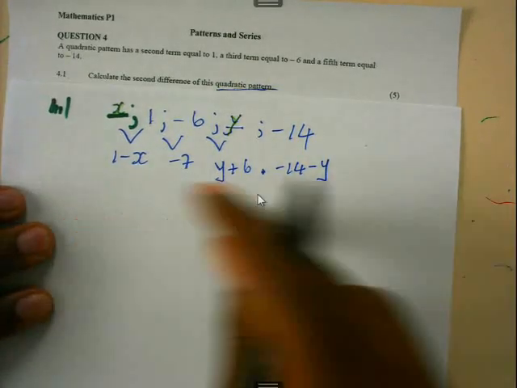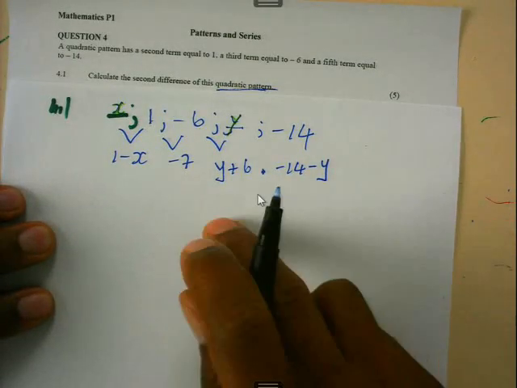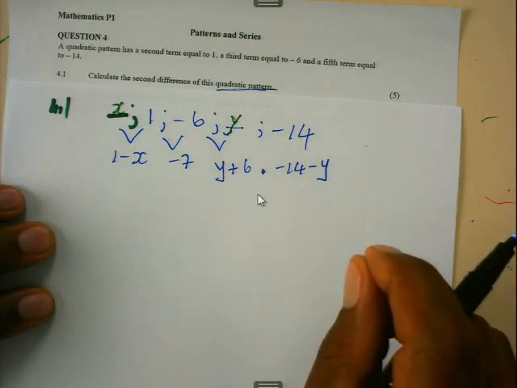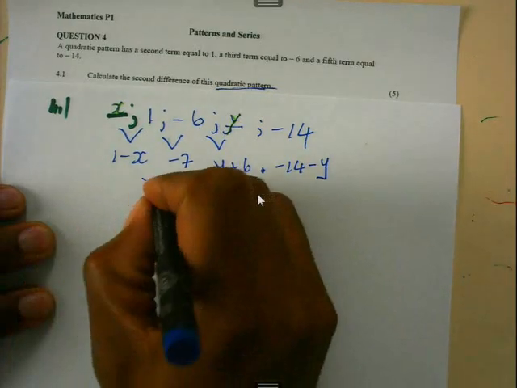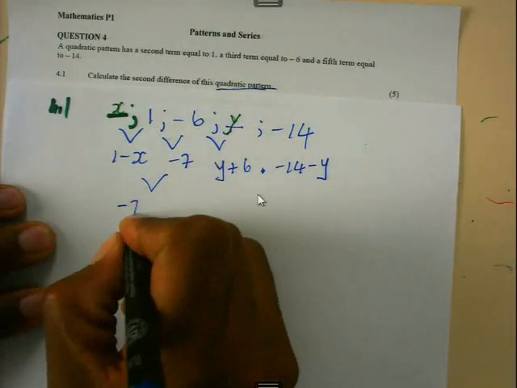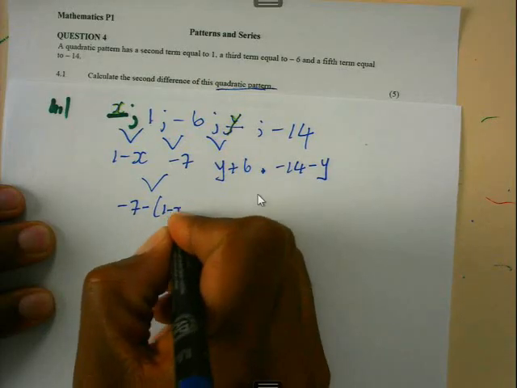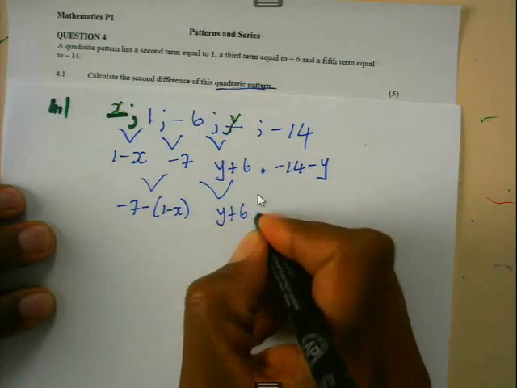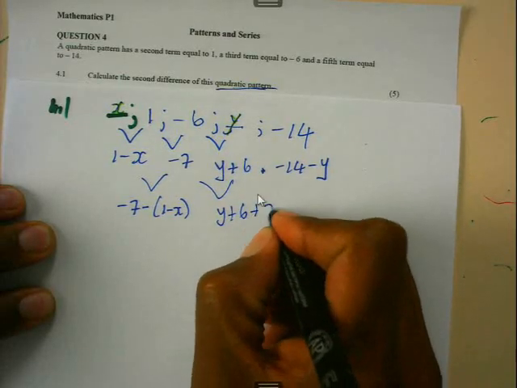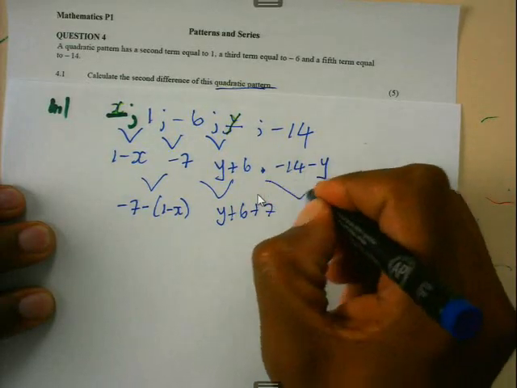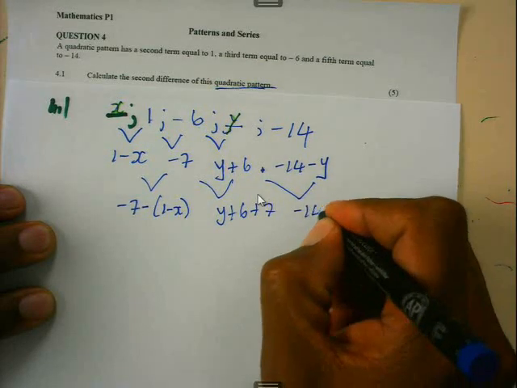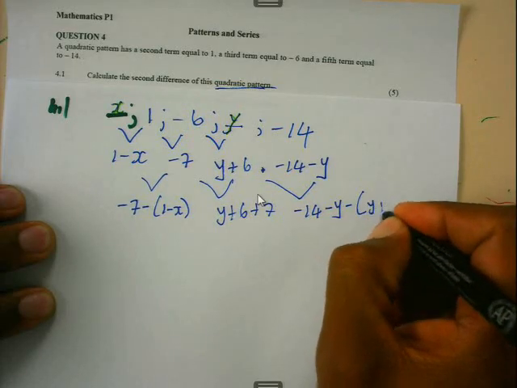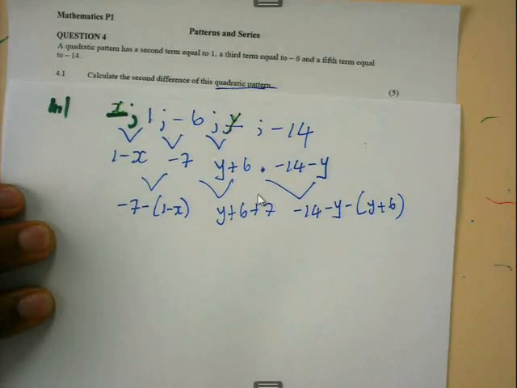Right, now, we have the first difference. Of course, we are not going to leave it there. Why? Because we know that this is a quadratic. We must have the second difference, right? Now, let us look at the second difference. Of course, that is a minus 7 minus 1 minus x. Good. And now we move from here. Now we have y plus 6 minus 7. Of course, it will be plus 7. And then the other one now that we have, of course, it's a minus 14 minus y minus y plus 6.